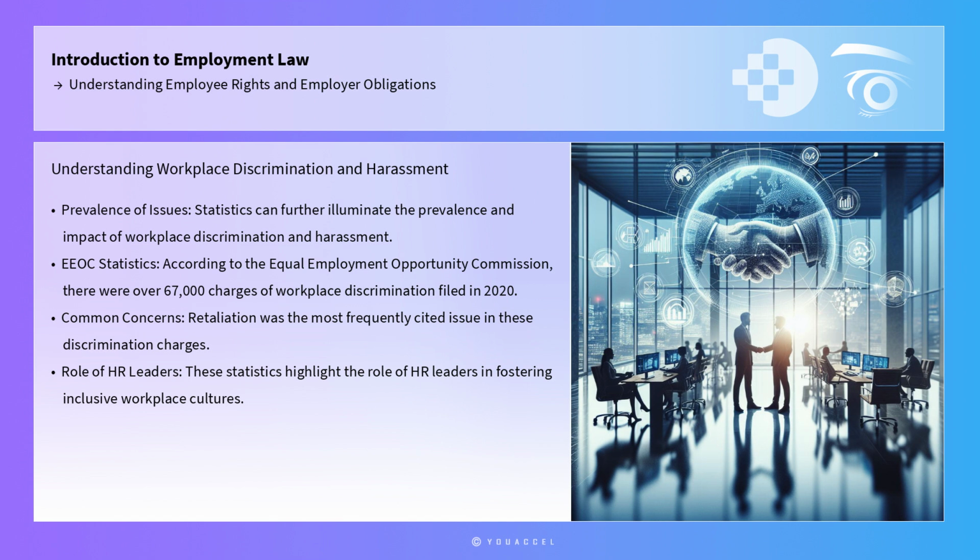Statistics can further illuminate the prevalence and impact of workplace discrimination and harassment. According to the Equal Employment Opportunity Commission, in the United States alone, there were over 67,000 charges of workplace discrimination filed in 2020, with retaliation being the most frequently cited issue. These statistics underscore the importance of proactive measures to prevent discrimination and harassment and highlight the role of HR leaders in fostering inclusive workplace cultures.